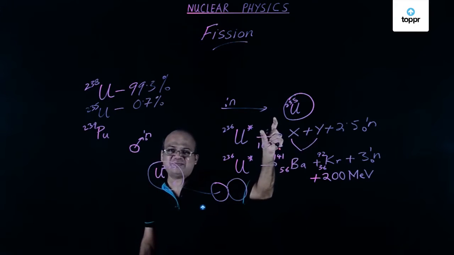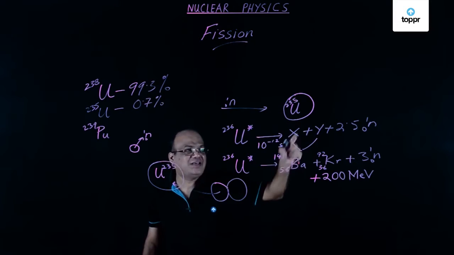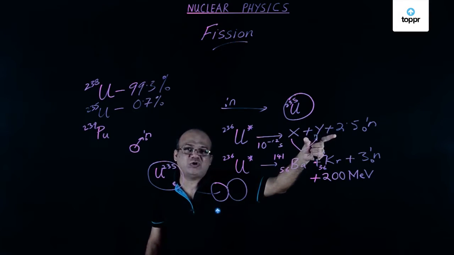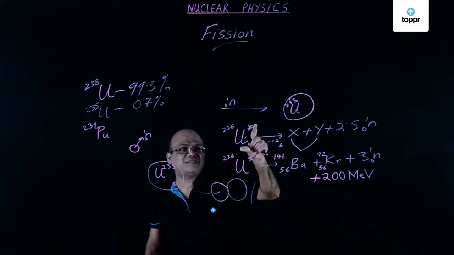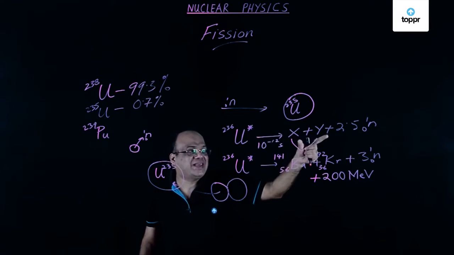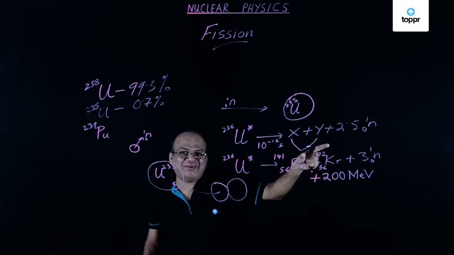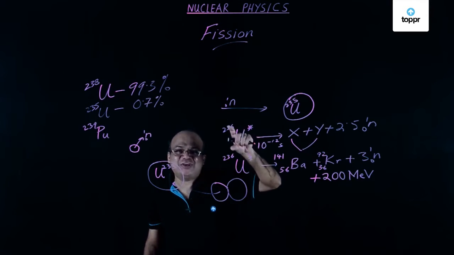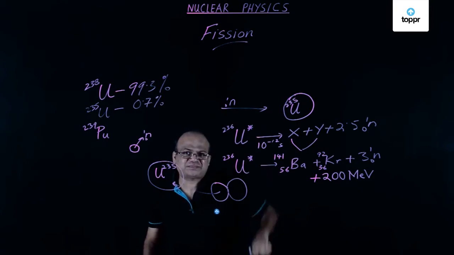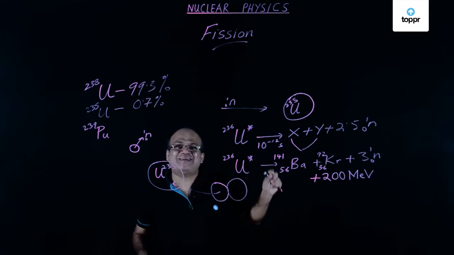The energy comes from mass defect. Mass defect is the mass of these daughter nuclei minus the mass of the parent nucleus. The binding energy per nucleon of daughter nuclei is more by 0.9 MeV per nucleon compared to the binding energy of the parent nucleus. We get 200 MeV of energy per reaction.